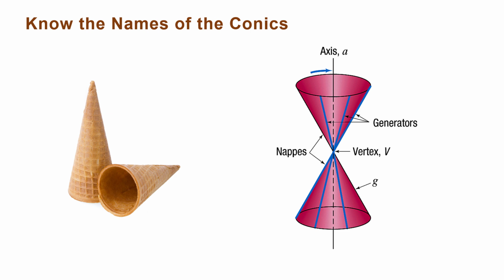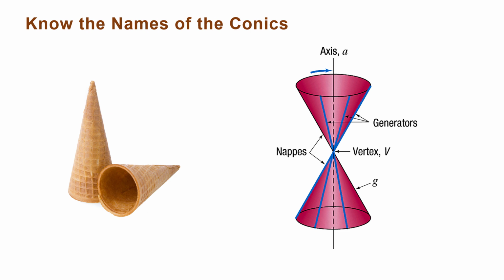Let A and G be two distinct lines that intersect at a point V. We keep the line A fixed. Now rotate line G about line A while maintaining the same angle between lines A and G. Now, the collection of points swept out or generated by line G is called a right circular cone, as shown in the figure on the right-hand side of this slide.